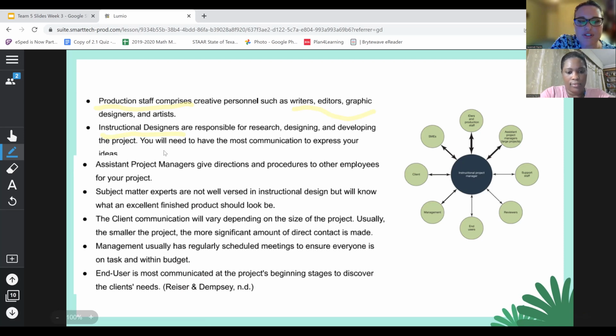You're going to have your subject matter experts. For instance, you need to do a project instructional design on mathematics. Your subject matter expert is going to be a mathematician, but they might not necessarily have all the skills that it takes to actually develop and create an instructional platform.